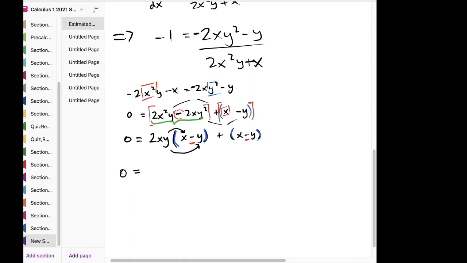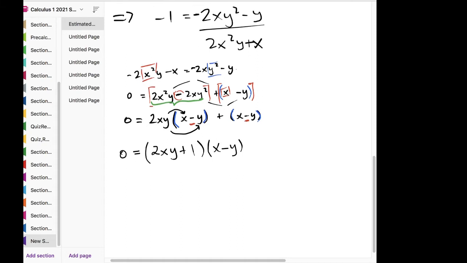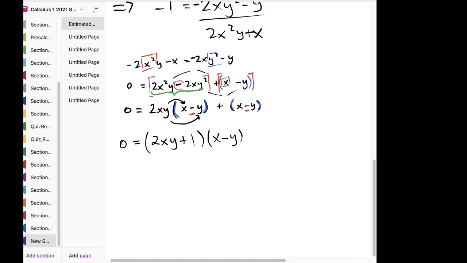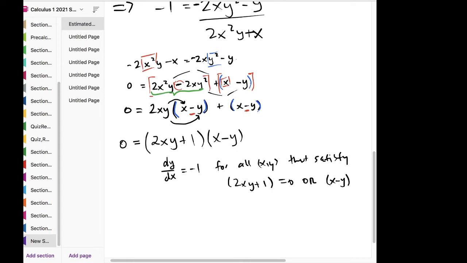Yeah, so be careful with the parentheses. 2xy plus 1, and then x minus y. Okay, so what does this mean? Is that dy/dx equals negative 1 for all xy that satisfy 2xy plus 1 is equal to 0, or x minus y is equal to 0. Can someone say why that's true?